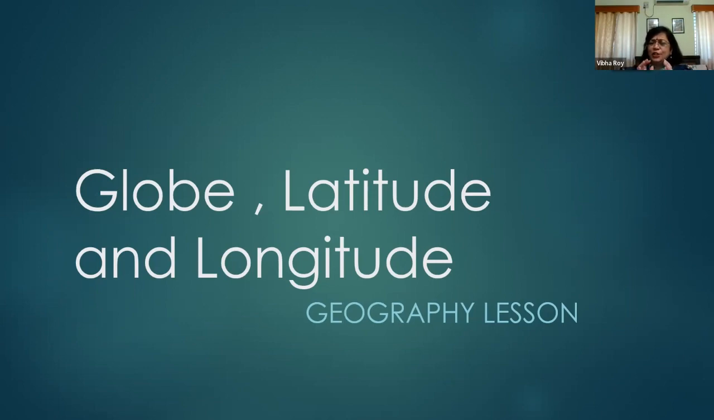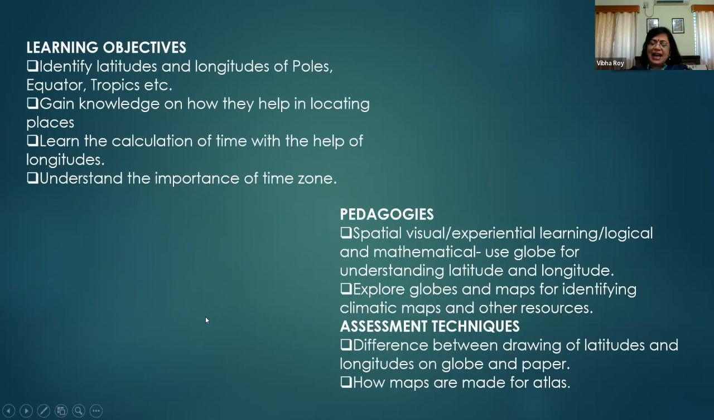In fact, I feel class 4 and 5 children are very small, so they may not have so much of an understanding. But in 6, when we do this lesson, it is like the first lesson of social science, they feel, because globe is something with which they can all relate. So when we start with the lesson on globe, that is the first introduction to social science. And they understand, yes, the earth is like a globe. So they relate to it also.